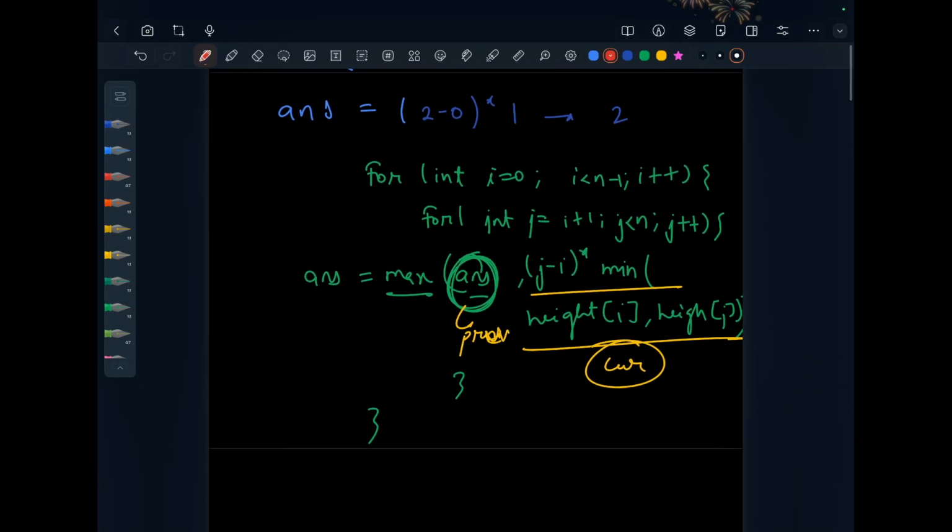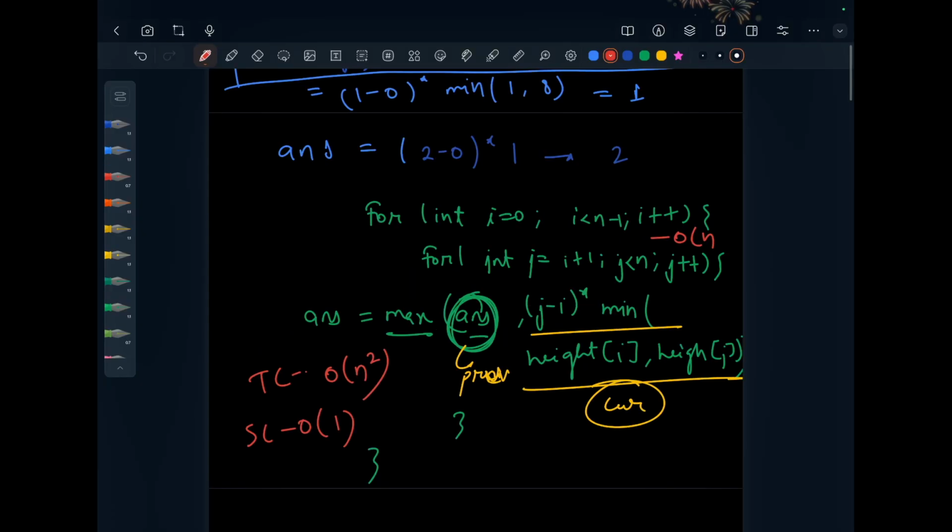Okay, what is the time complexity? It will be n square, space complexity will be 1. We are running a nested loop. For the ith we are going till n, and for every ith we are going till the n, so it will be n square. Okay, so first let's write the code, then we will see how we can optimize this solution using two pointer and greedy algorithm.